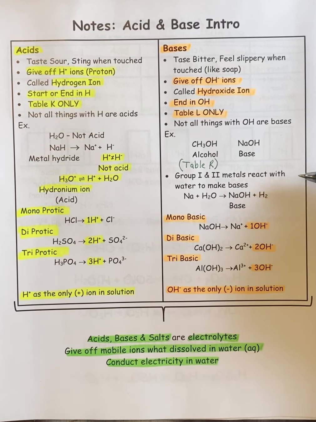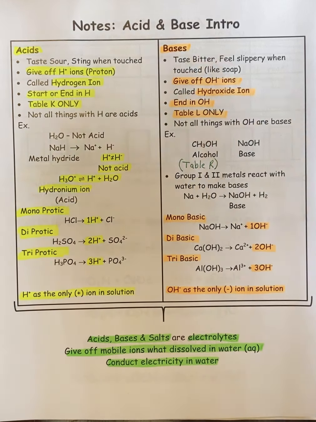This is going to be more of a side note for now. We will come back to this, hopefully, when we're in school, but maybe not. Group 1 and Group 2 metals, when they react with water, they make bases. Just think of it as a fact for now. We'll get into the actual specifics of the reaction later on in the year.